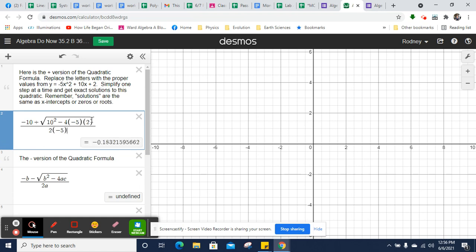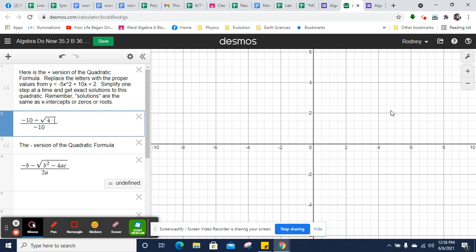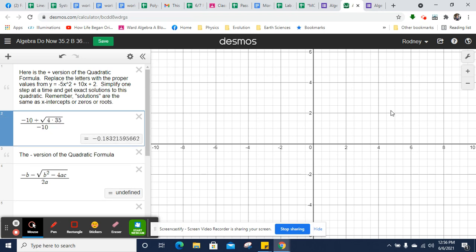I'm going to start off with this. I'm using, of course, the plus version only right now. Let's deal with this in the bottom. That's 2 times negative 5 is negative 10. And then we already worked out that all of this business was just 140. And now we can break 140 into 4 times 35. Okay, and since I can break 140 into 4 times 35, I can pull the 4 out of the square root jail, get the square root of 4, and it's 2.